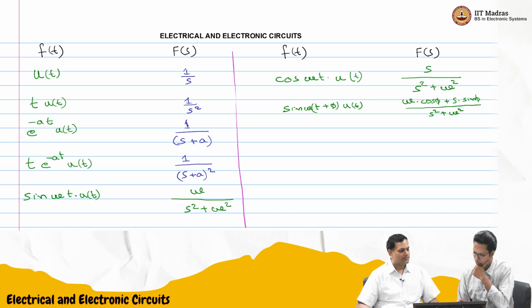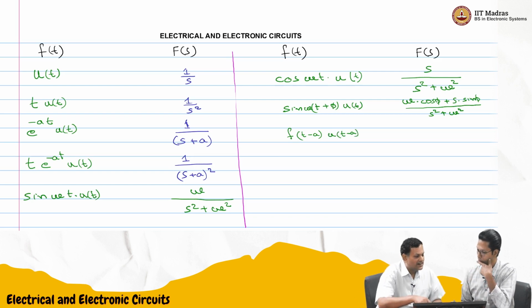So what shall be next? Somewhere I think we have done u of t minus a, shifted by time. Yes. Can we somehow have a generalized form? Sure. For example, if we have f of t minus a, u of t minus a.